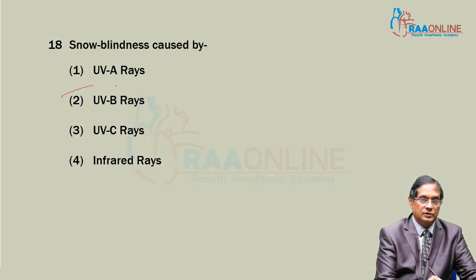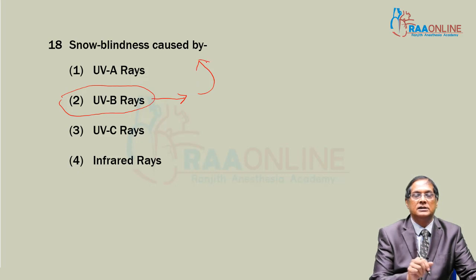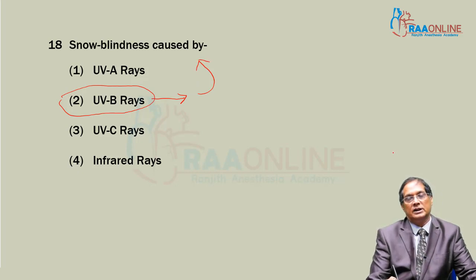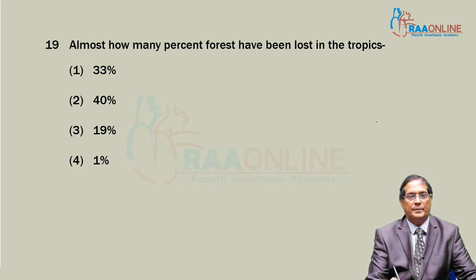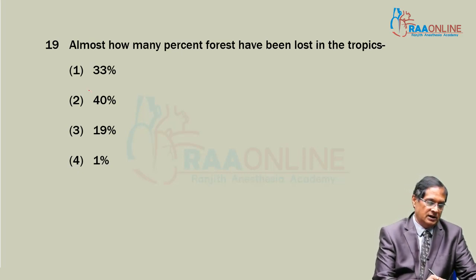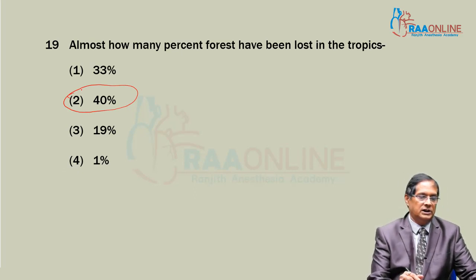Snow blindness is caused by UV-B rays. They cause inflammation of the retina and even damage it. That is known as snow blindness. How much percentage has been lost in the tropics? Again from the database, the answer is 40%, 40% of the forest area.